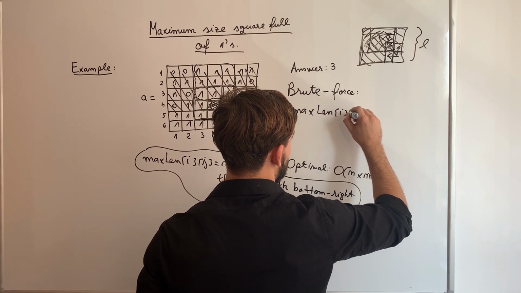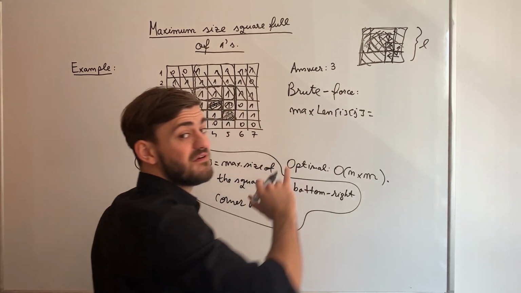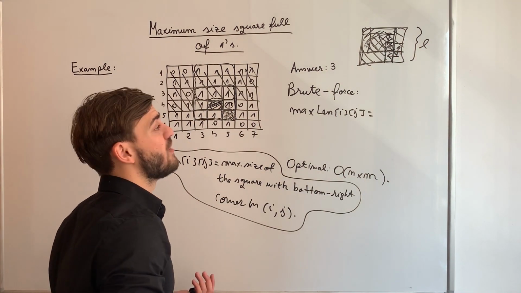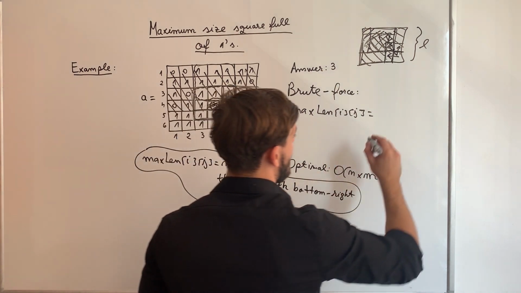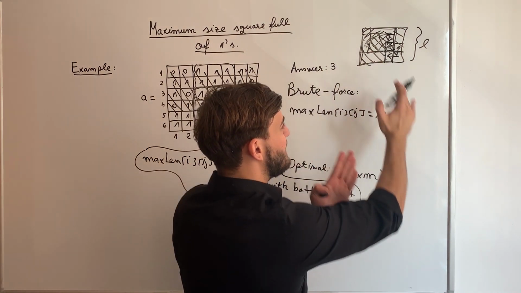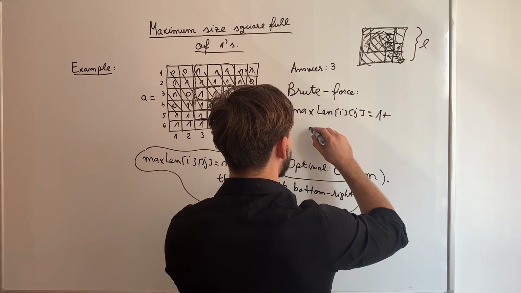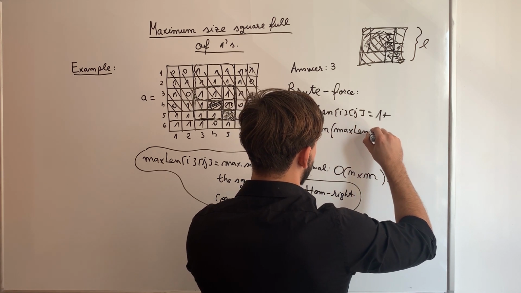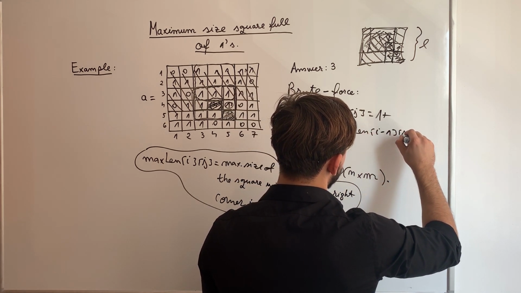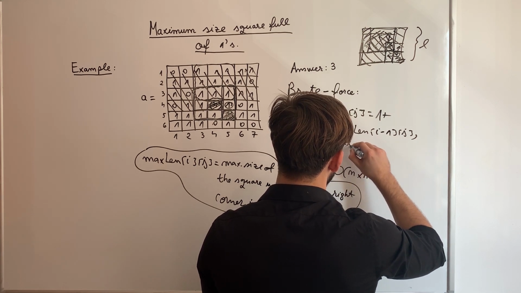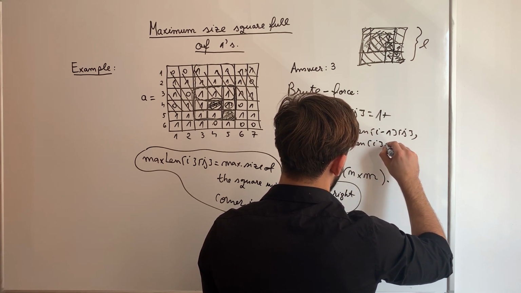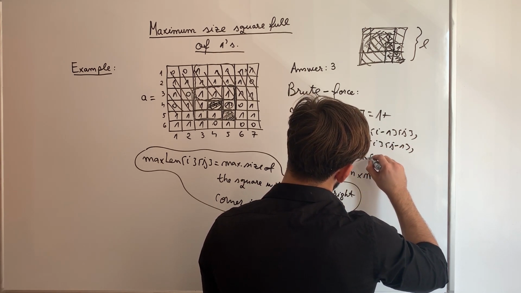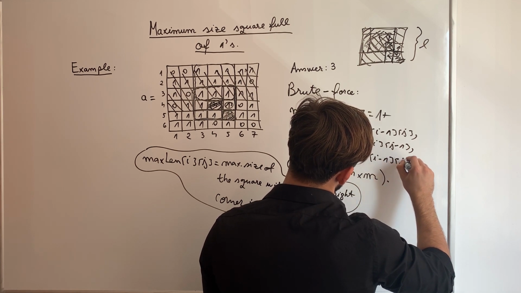So obviously maxlen of i and j is going to depend on these 3 values, right? This neighbor, this neighbor, and this neighbor. And how is it going to depend? Well, obviously it's going to be 1, for completing with this cell, plus the minimum of those 3. Minimum of maxlen of i minus 1 and j, the first neighbor, maxlen of i and j minus 1, and maxlen of i minus 1 and j minus 1.